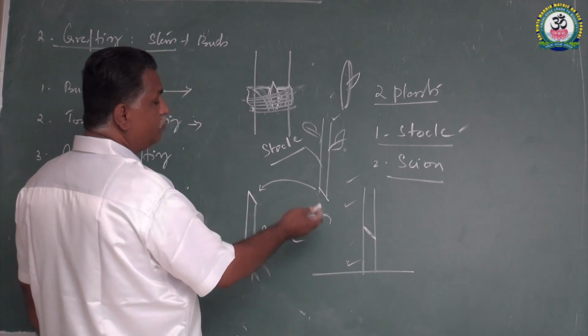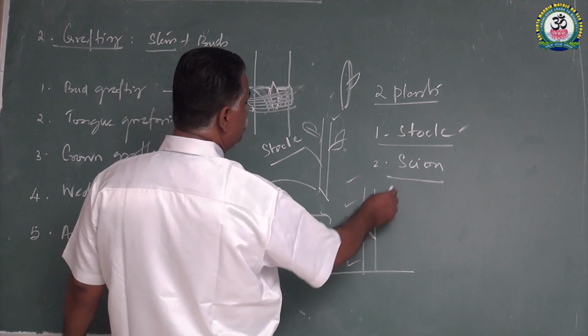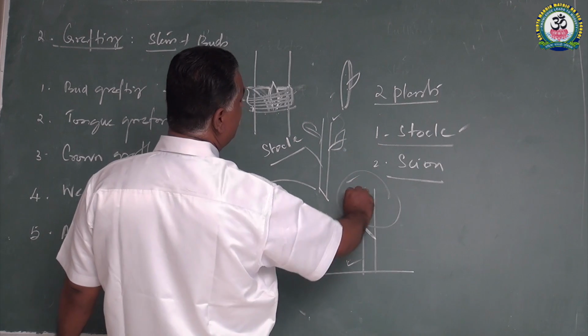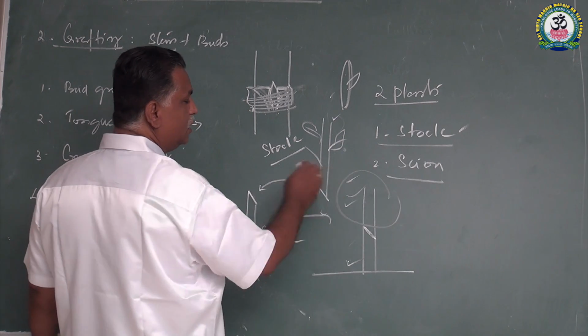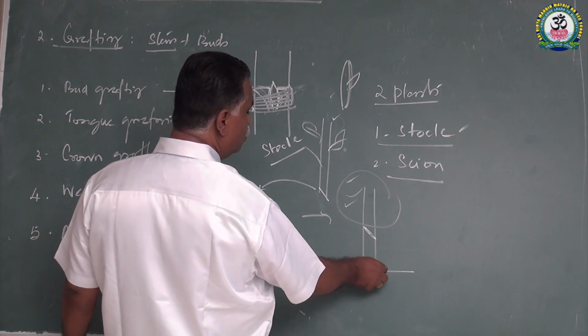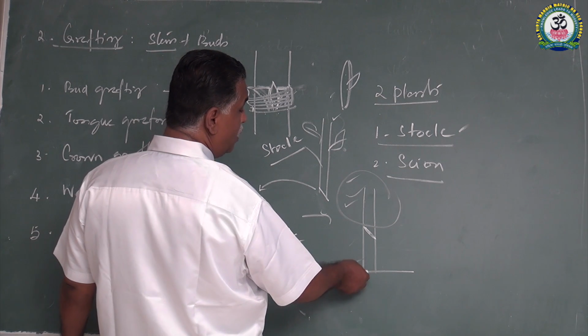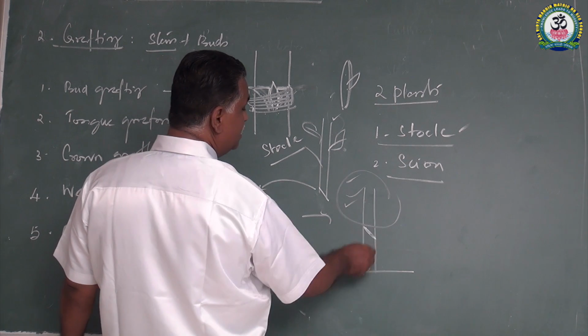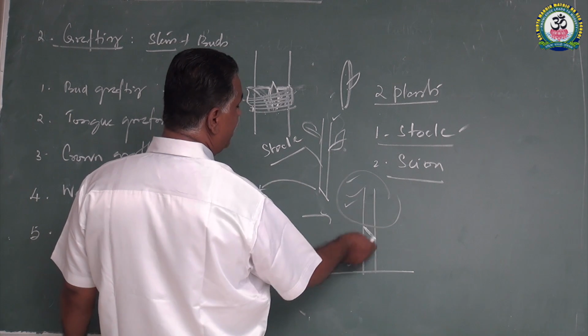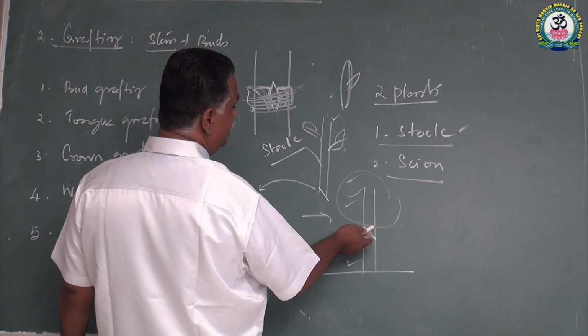And see, what is the necessity for bringing this together? The scion has the aerial parts growing well and commercially important, and in the stalk the root is growing well and can withstand water scarcity, etc. So this hybridization is a kind of somatic hybridization. It is a hybridization-like process.